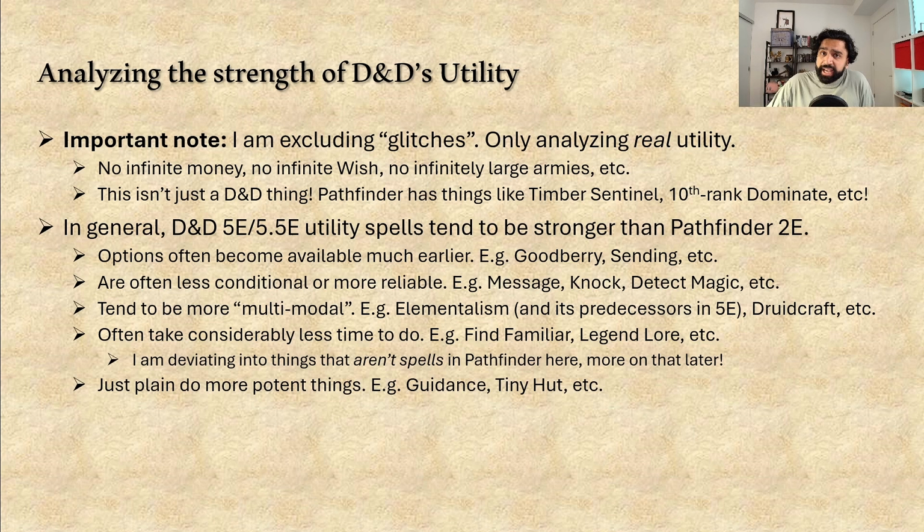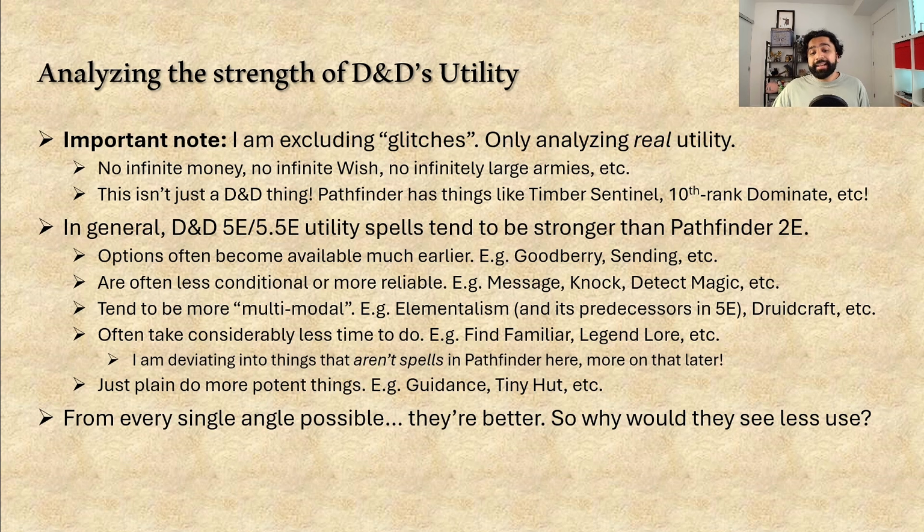And finally, there are cases where utility spells in D&D just do plain old more potent things. Guidance in D&D is just way more powerful than it is in Pathfinder. And this is true irrespective of the level you're at. Tiny Hut in D&D is way stronger than its equivalent spell in Pathfinder, and again, it's true irrespective of whatever level you're at. So honestly, from every single angle possible, D&D 5e's utility spells appear stronger.